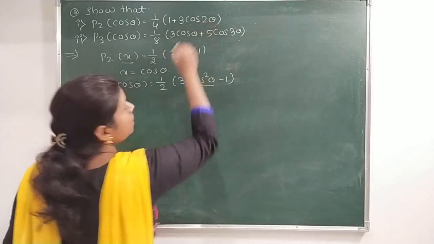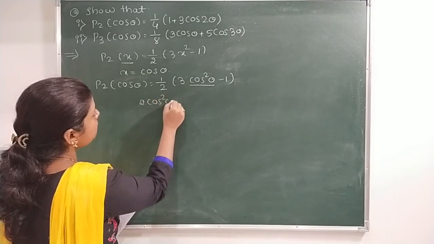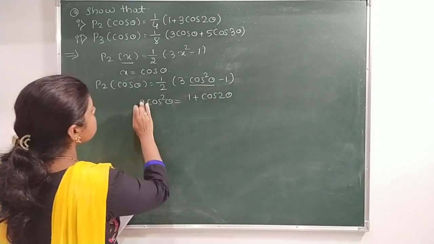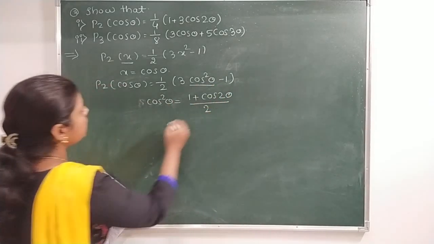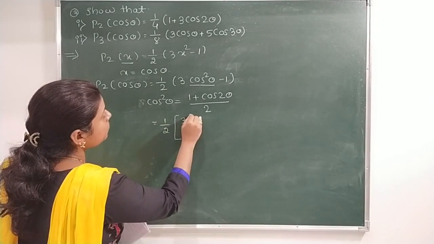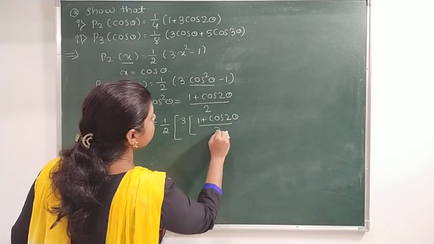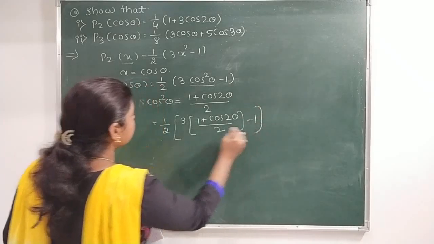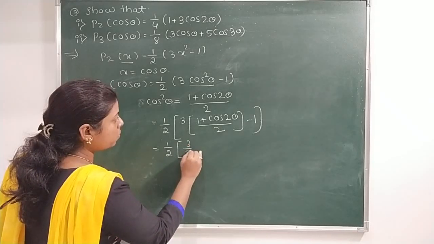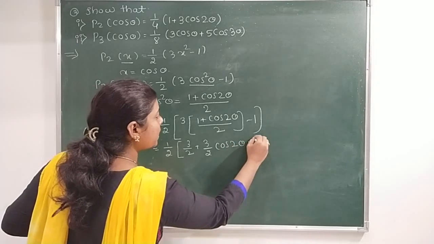Now, here we want it in a linear form. That's why the cos square term we have to replace: 2 cos square theta is equal to 1 plus cos 2 theta. And here only cos is there. This 2 we have to take in the denominator. That's why 1 by 2 we have to keep as it is. 3 times 1 plus cos 2 theta divided by 2, minus 1. Now you have to simplify: 1 by 2, 3 by 2 plus 3 by 2 cos 2 theta minus 1.